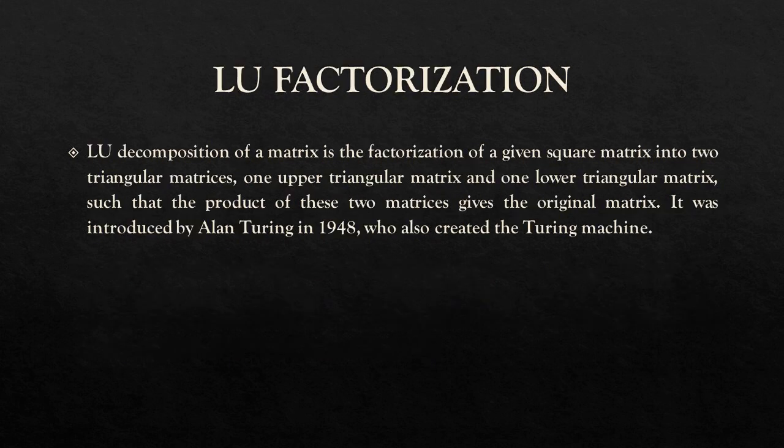And now let's talk about LU factorization. LU decomposition of a matrix is the factorization of a given square matrix into two triangular matrices, one upper triangular matrix and one lower triangular matrix, such that the product of these two matrices gives the original matrix. It was introduced by Alan Turing in 1948. He also created the Turing machine. So that's LU factorization.